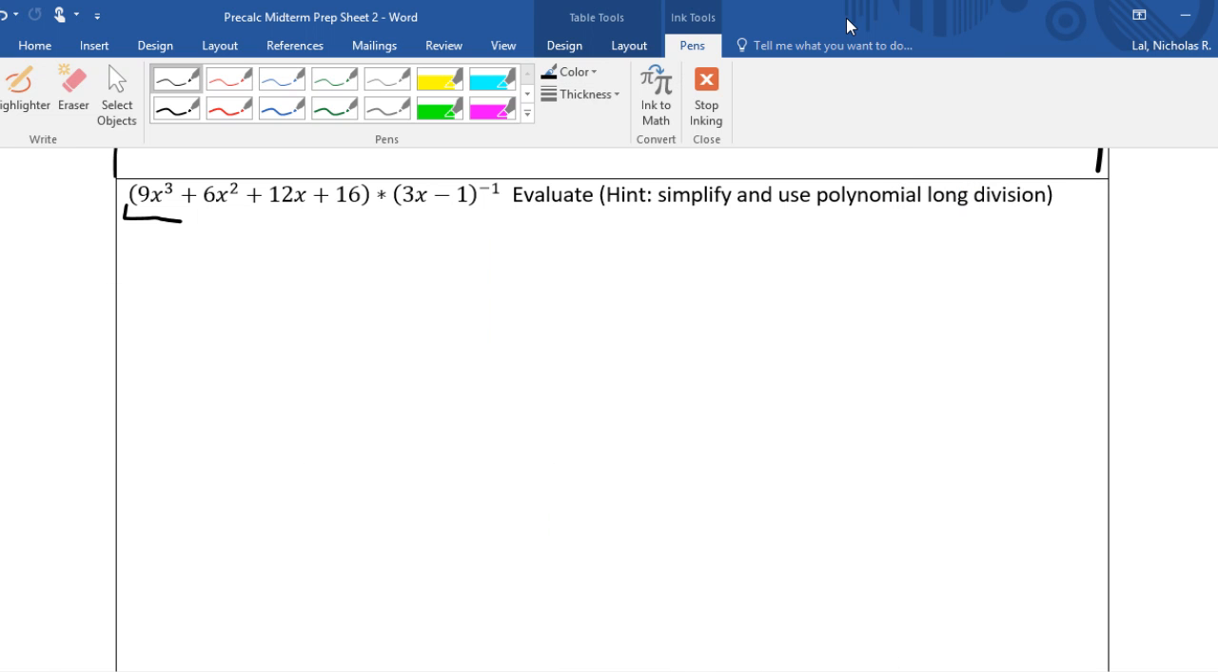Yeah, how could I simplify 9x cubed plus 6x squared plus 12x plus 16 times 3x minus 1? How would I turn this into a polynomial long division problem? Yeah, well, before I do that, how can I rewrite 3x minus 1 raised to the negative 1 power?